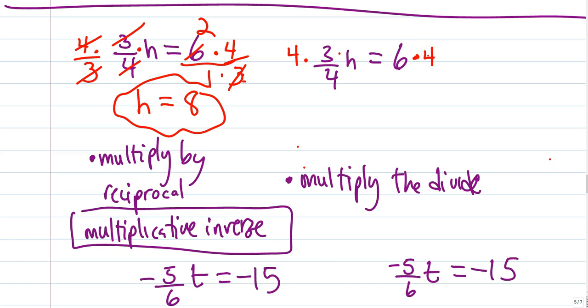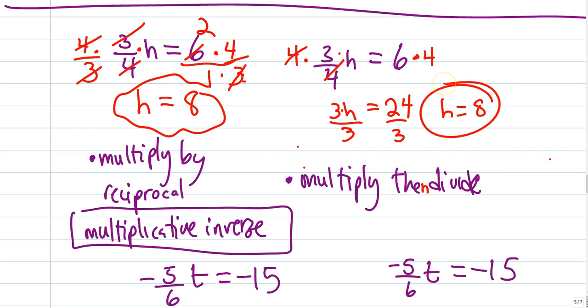Well, sure. On the left side, the multiplying by 4 and dividing by 4 would cancel, leaving me with 3h equals 6 times 4, 24. And last, now h is only being multiplied, so the inverse of that multiplication is division, so that h is equal to 8. This is supposed to say multiply, then divide, sorry. So, did it change the answer? Still got h equals 8.